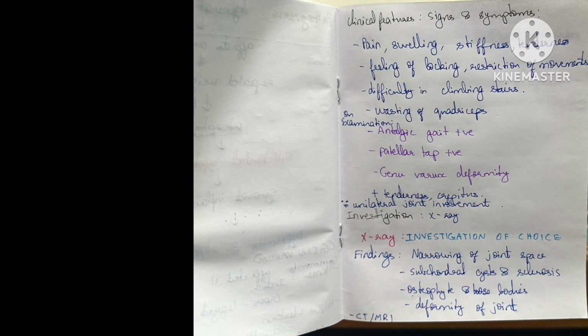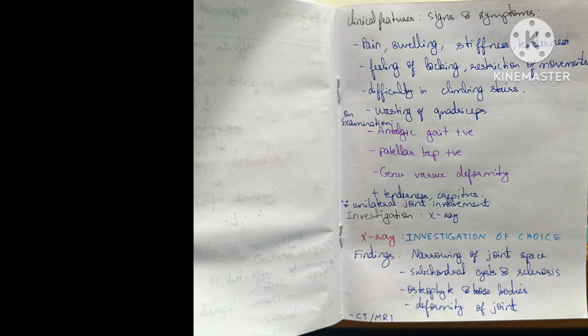On examination, we can also find tenderness and crepitus as told before. An additional point is usually unilateral joint involvement, that is, one side of the leg will be affected in osteoarthritis, and later on both legs can be affected. But in rheumatoid arthritis both the legs will be affected usually.